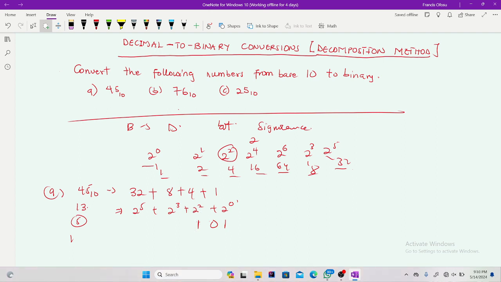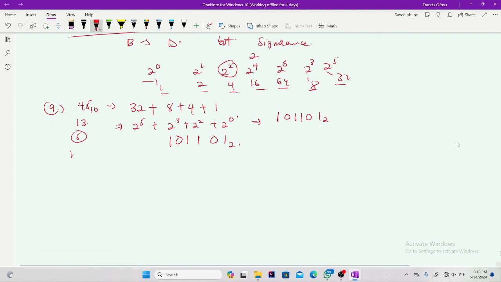Then I have 3. So 3 is going to be 1. Then there's no 4. So 4 will be replaced with 0. Then 5 will be replaced with 1. So this becomes our binary conversion. So it is what? 1 0 1 1 0 1 base 2. Okay. So let's see the second one, 76.